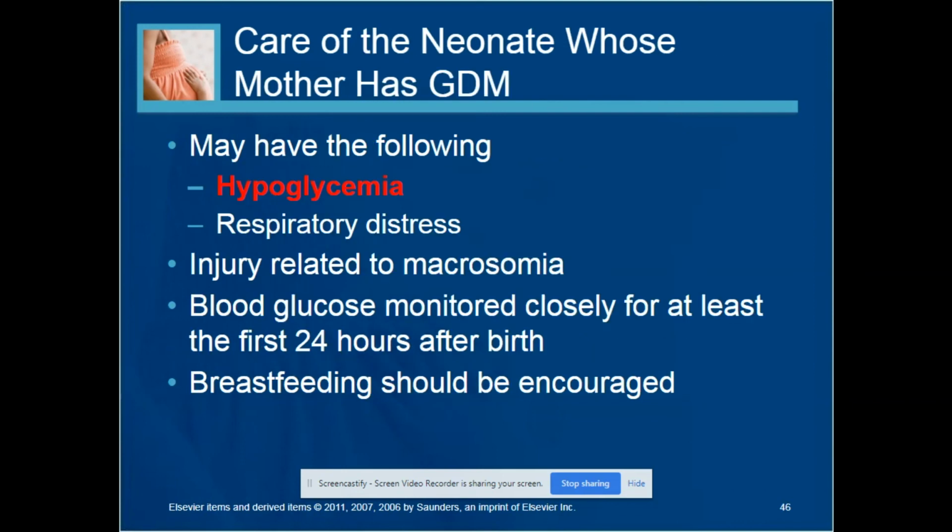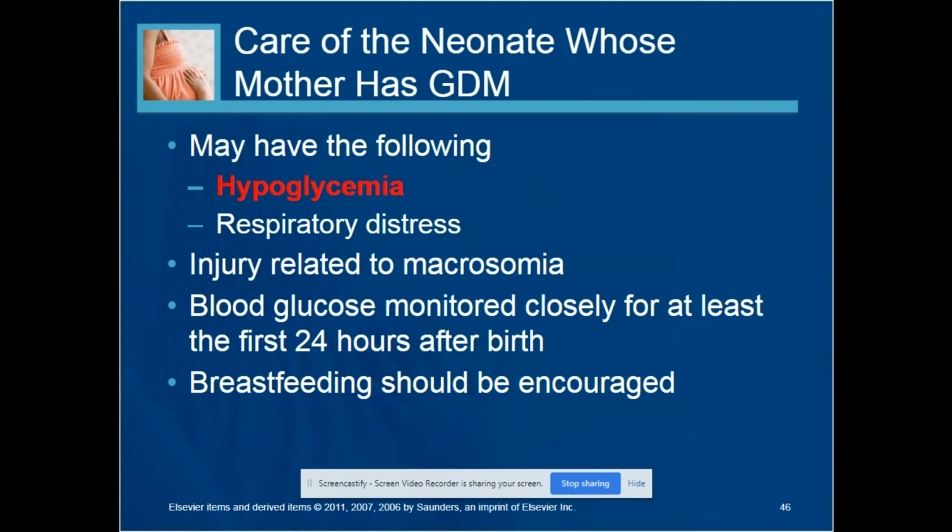The care of the neonates whose mother had gestational diabetes. These babies may have hypoglycemia, low blood glucose, after the labor situation because they're used to really high blood sugars during the pregnancy, and then all of a sudden they don't have that. So their insulin's working overtime. These babies can also have respiratory distress. This is a situation in which NICU nurses are going to be at the bedside, and they will take them to the NICU until their blood glucose returns to normal.